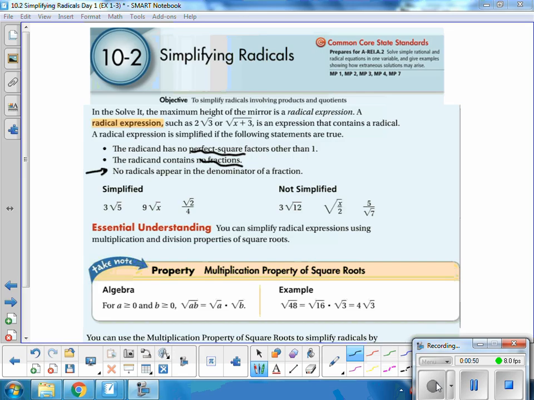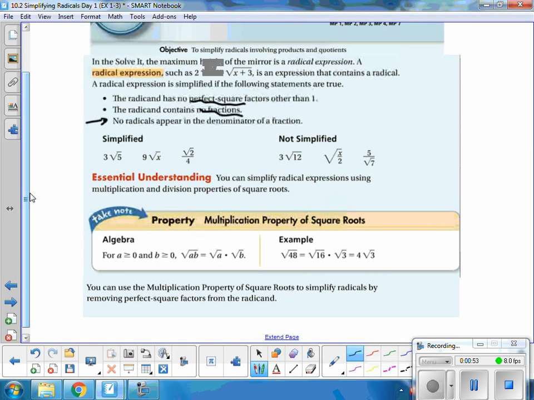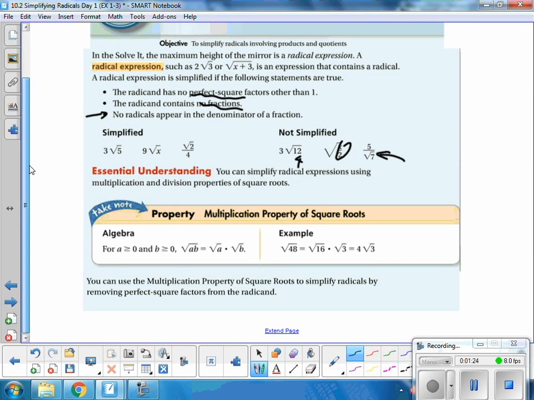So when you look at these simplified ones, these are some versions of ones. It's 3 times the square root of 5, that is simplified. 9 times the square root of x, the square root of 2 over 4, those are all indeed simplified. Not simplified is 3 times the square root of 12, because 12 can be factored some more. Square root of x over 2, we have an issue with the fraction in there. And then 5 over the square root of 7. Having the square root in your denominator is also an issue and not simplified. So we'll talk about what to do and how to simplify each one of those when they do show up.